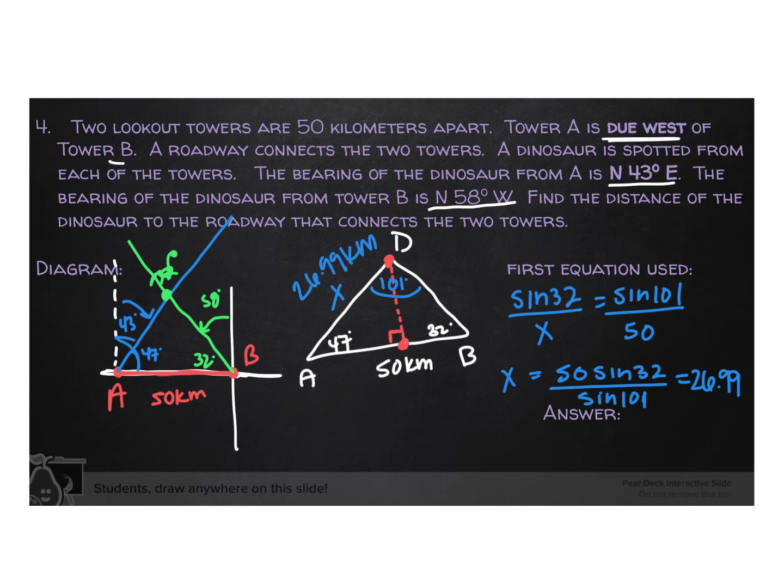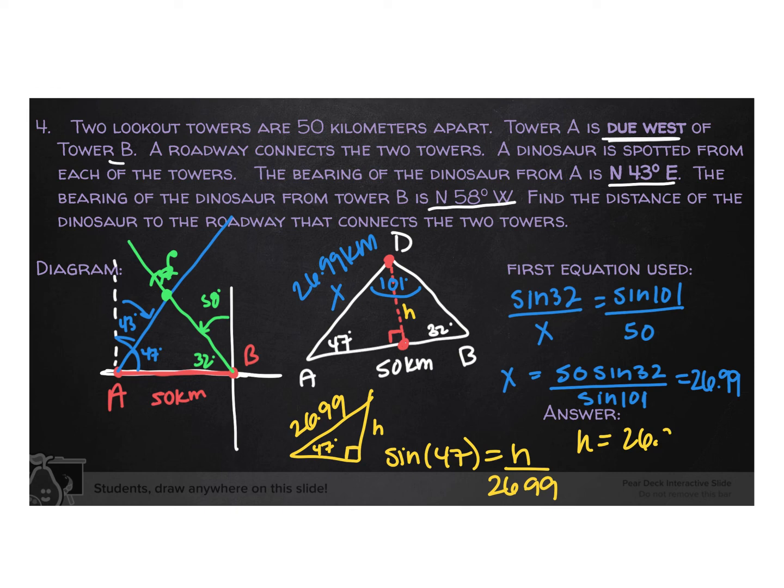Okay, so to figure out what the height is now, looking for this, we're just doing right triangle trig at this point, right? Because distance from a point to a line, again, is perpendicular. So we have our reference angle. This is 26.99. So sine of 47 is equal to h over 26.99. So h is equal to 26.99 sine of 47. So the distance from the dinosaur to the road, 26.99 times sine of 47, is 19.74 kilometers.